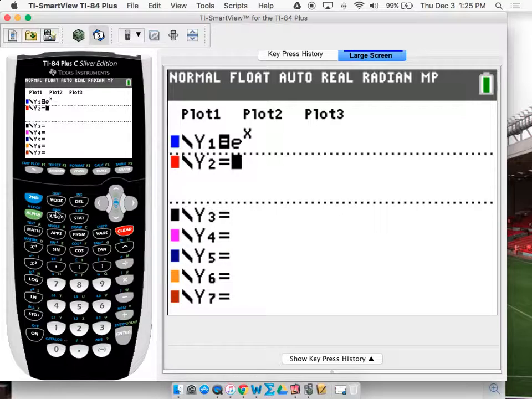Math 8. It's the same thing. If you have the older one, you just want to type in math 8, and then you want to type in e to the x, comma x, comma x. So you have x, e to the x.